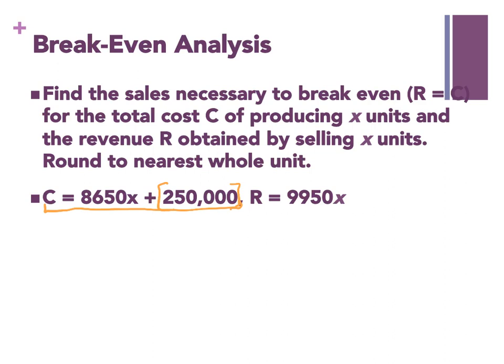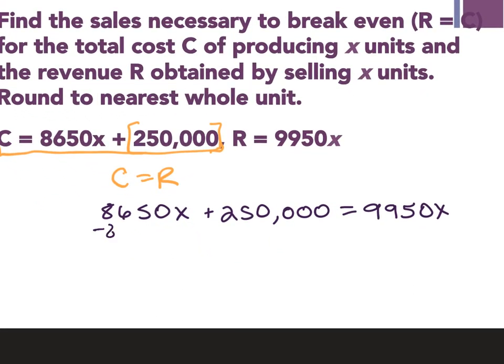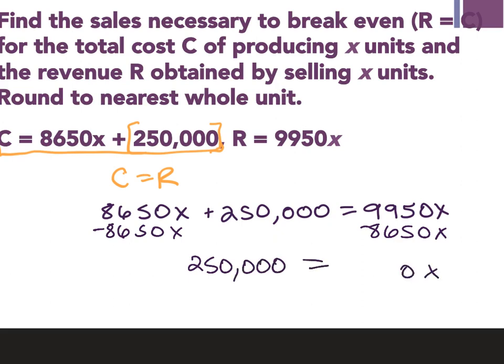That is just a per unit. So you only get one usually for revenue because nobody's paying you up front for a bulk fee. So all I want to do is say where does the cost equal the revenue? So where does 8,650x plus 250,000 equal 9,950x? That's all. Set them equal to each other, solve. So subtract. And then divide.